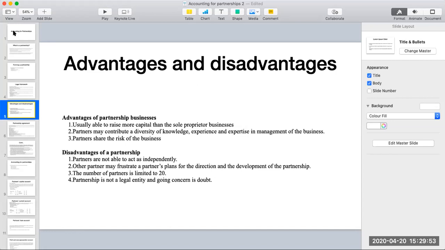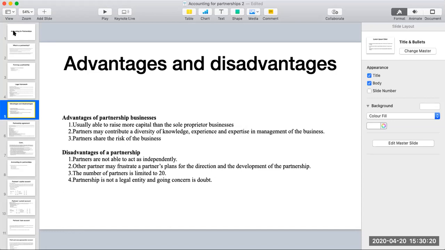And the partnership is not a legal entity. So what is the impact of it? If it is not a legal entity, there's no legal personality. And therefore, sometimes the going concern can also be in doubt, because if any partner goes bankrupt, then the whole business has to be terminated and shut down.